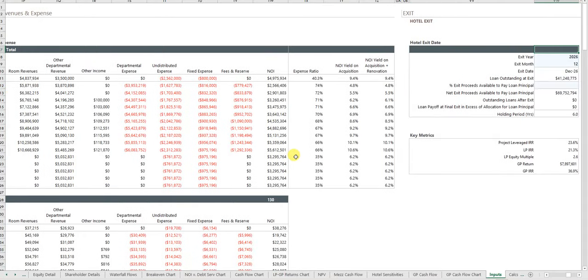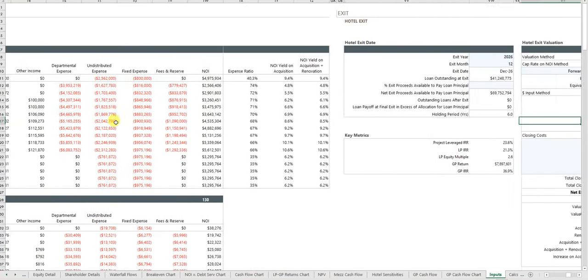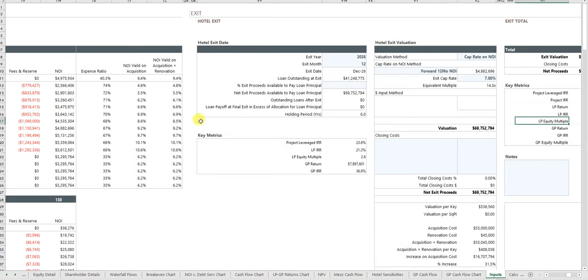You can look at the summary of the revenues and expenses in each year. You can see your expense ratio and so forth. Tell the model when you want to exit the property, what year, what month. Do you want to value it based on a cap rate, or do you want to just plug in a dollar input figure? I'm going to do a forward 12-month NOI with a 7% cap. That's 14 times earnings. Get the valuation.